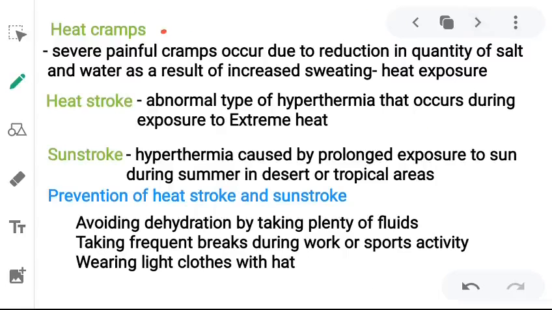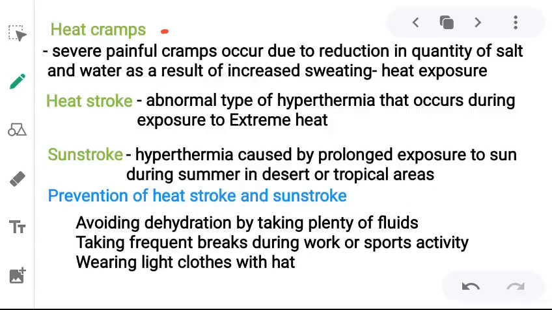Next is heat cramp. Heat cramp means severe painful cramp occurs due to reduction in quantity of salt and water content in the body, so automatically painful spasm will be there. Okay, and the muscle will feel as if it is being pulled tight. And also, through sweating, a lot of salt and water is lost. So because of that severe muscle contraction will be there.